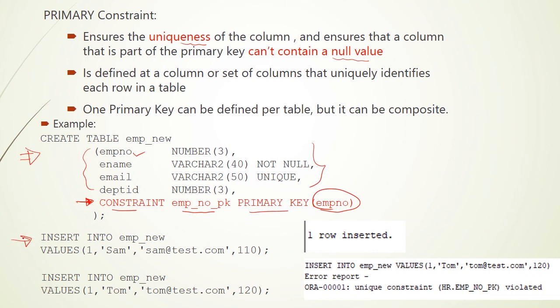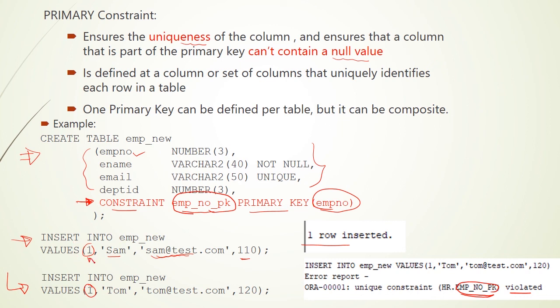If you try to insert into emp_new values 1, Sam, and the email is sam@test.com, the department ID is 110, the row is inserted. If you try to run the second insert statement, the second statement will fail, unique constraint violated, and this is the name of the constraint, emp_number_primary key, because here we are trying to insert a duplicate value in a column where the primary key is defined.